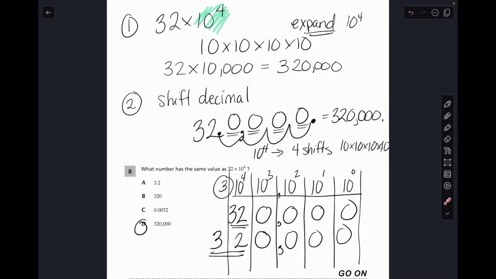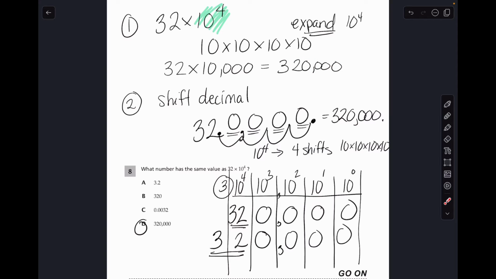Honestly, the one I see most kids do is the first one. That's the one I see the most. But all of them will give you the same answer, 320,000. And notice how I'm reading it. I say the first name, 320, and it's in the thousands place. And I don't say anything about these.